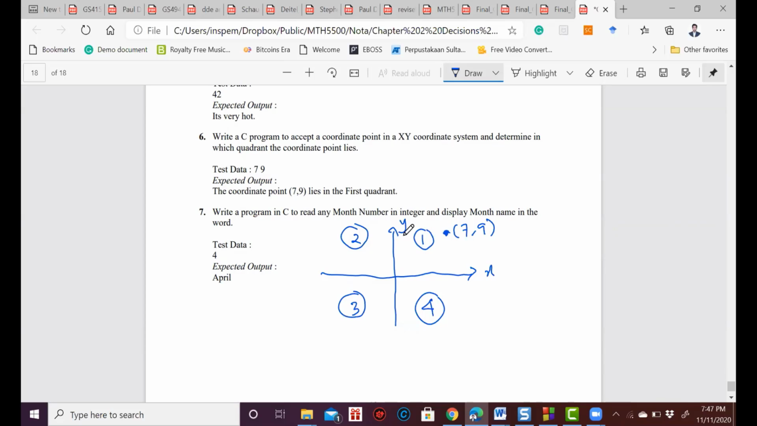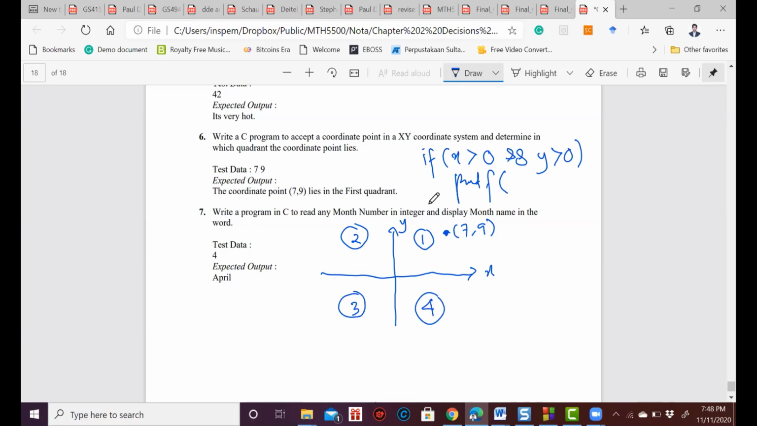This one is 4. And we use if else, correct? So now the condition one is if x greater than 0 and y greater than 0. Yes. Simple. Then print, like this one, the coordinate point lies in the first quadrant.